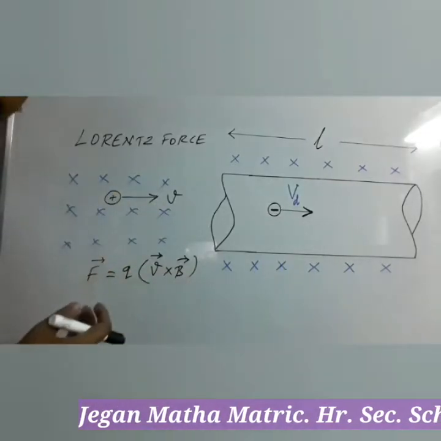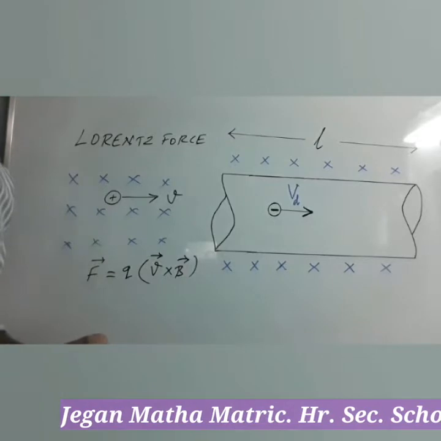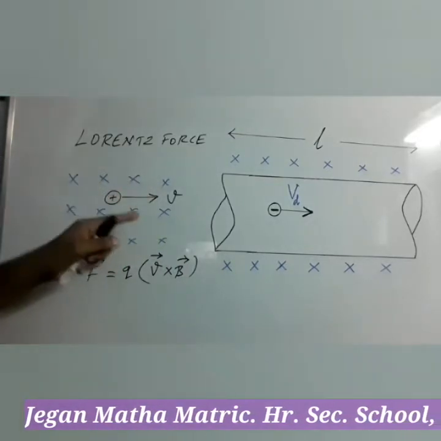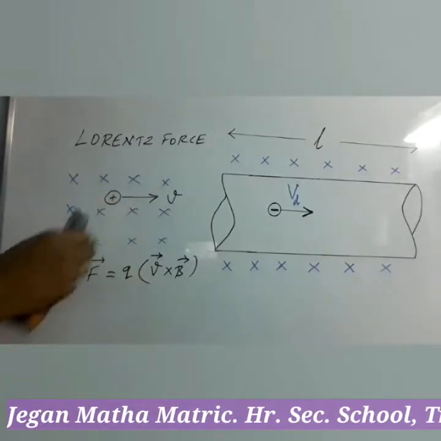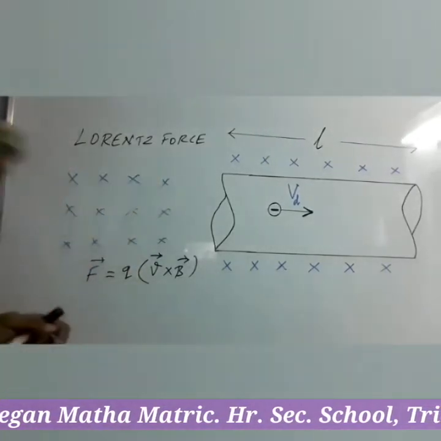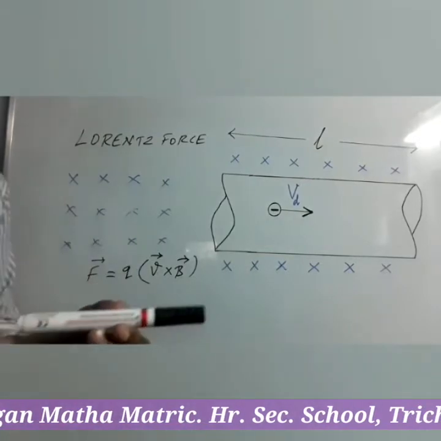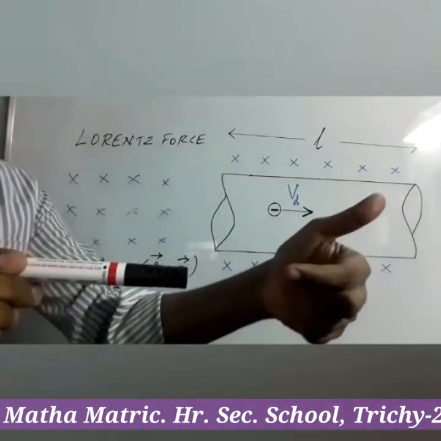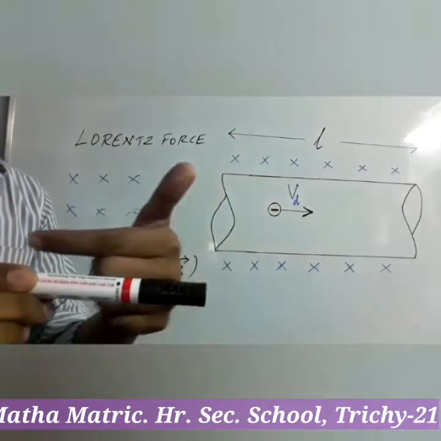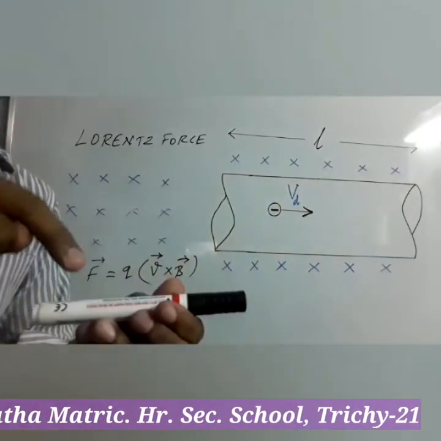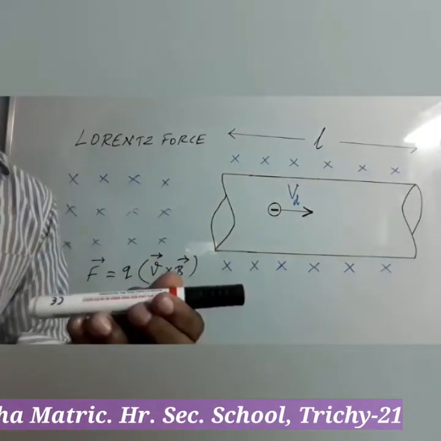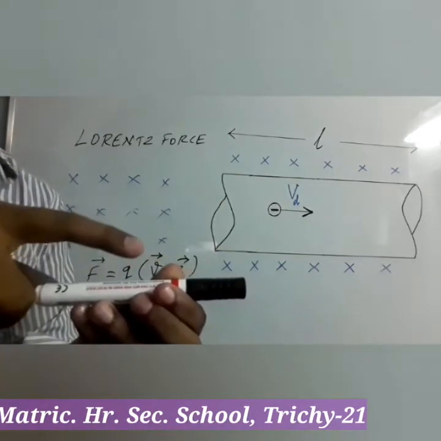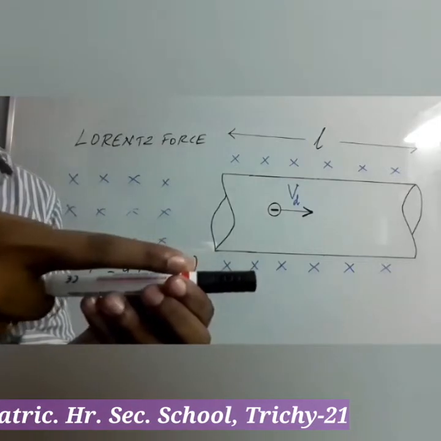Now instead of a single charge, we are going to place a current carrying conductor in the magnetic field. So instead of that positive charge, I am going to place the current carrying conductor. Imagine it is a current carrying conductor. I am going to pass the current in this direction, right to left. What about the direction of the electrons? We know that the direction of electrons will be opposite to the current. So they are acting in this direction, left to right.